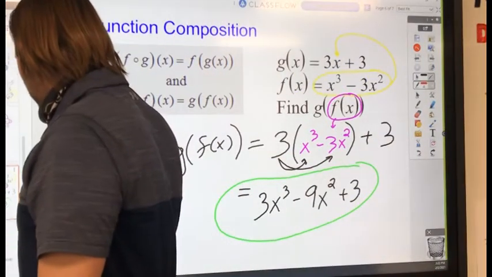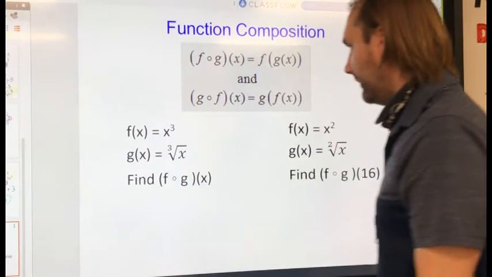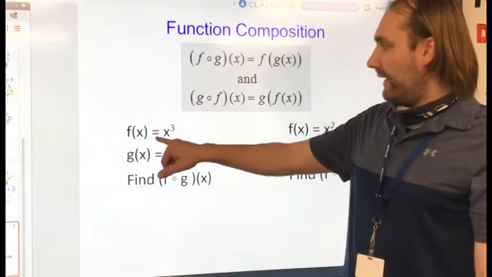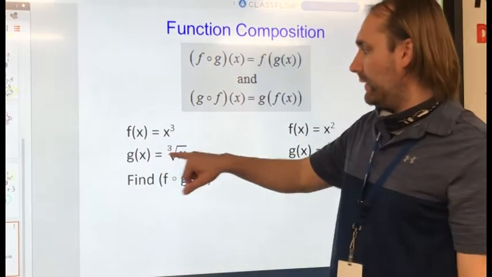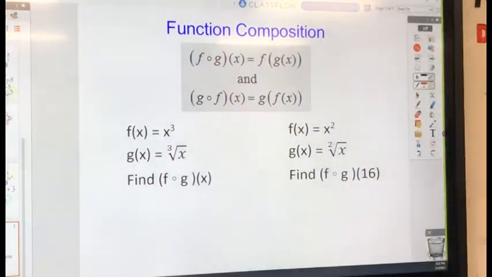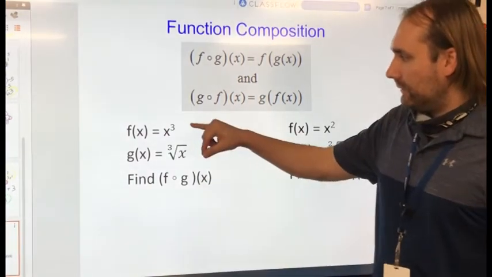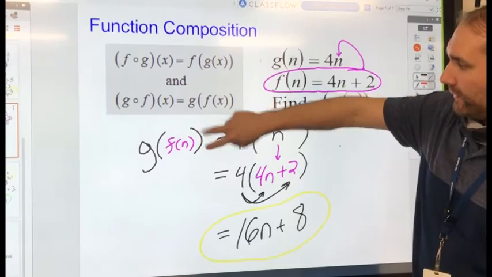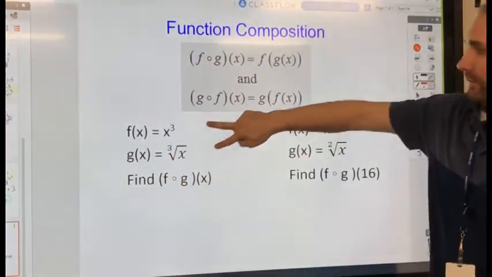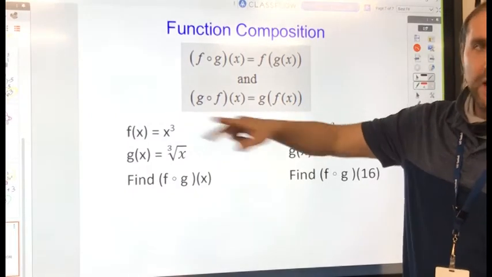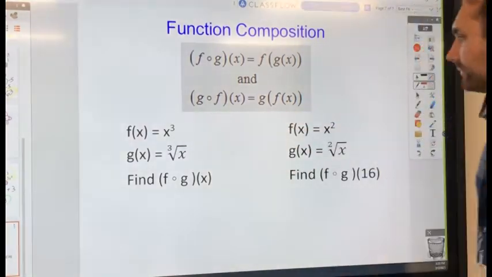One more thing with function composition, a special case, which you should have seen in Algebra 2. I have two functions here, f of x equals x cubed, and g of x equals the cube root of x. What happens when I put one of these functions inside of another? What do we know about these two functions? They cancel out. Why? Because they're opposites, or inverses, of one another.